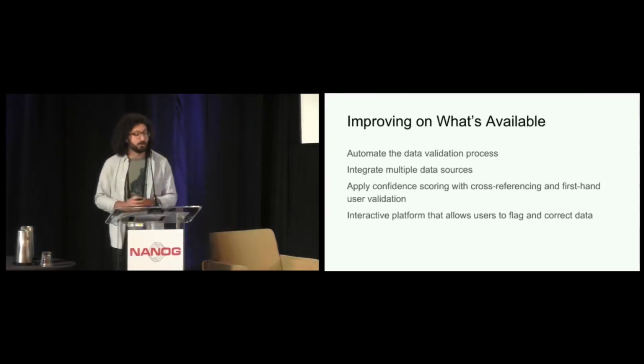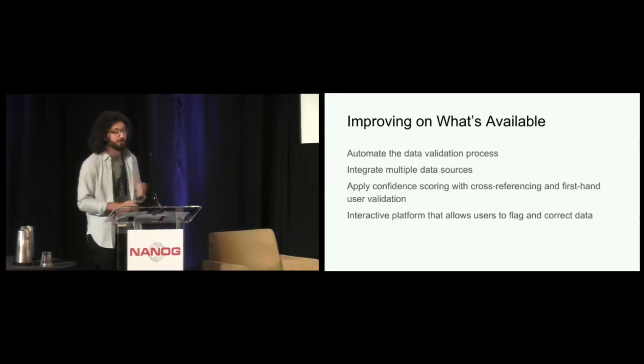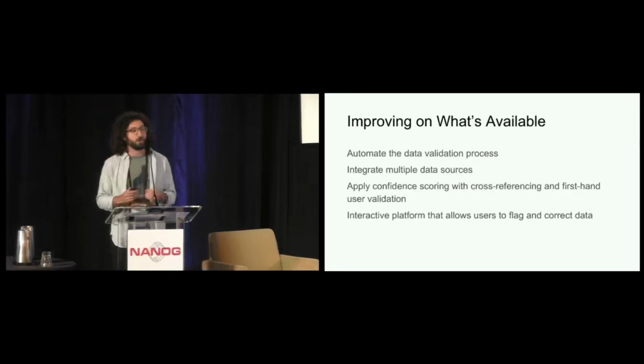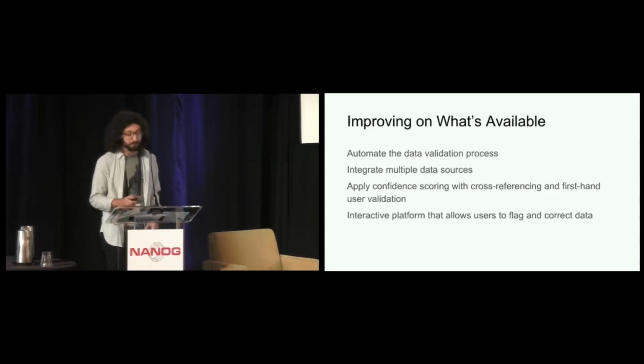The idea is to help automate the data validation process. We're integrating multiple data sources and correlating them together, and then applying confidence scoring and cross-referencing them, including first-hand user validation in there. So we're looking at lots of different data sources, understanding what's consistent, what's confident, and what's based on actual information that people have in their infrastructure, and all this can bubble into an interactive platform that allows anyone using it to flag and correct data.